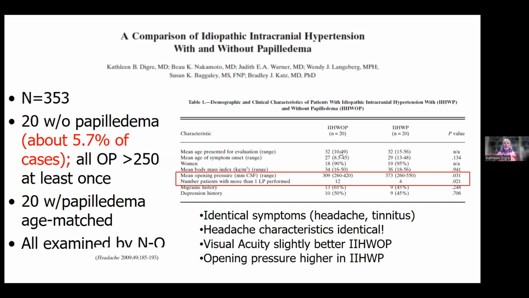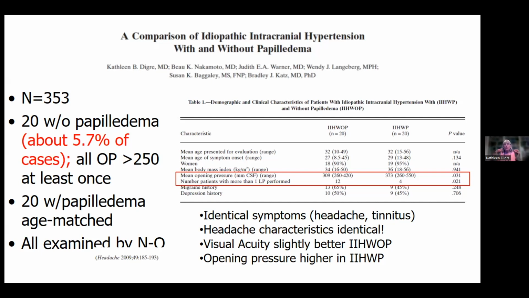We did compare patients who had idiopathic intracranial hypertension without papilledema with those with papilledema, but it only occurred in about 6% of our patients. We age matched them. They were all examined by a neuro-ophthalmologist. We found the symptoms were very similar. The headache characteristics were also similar.